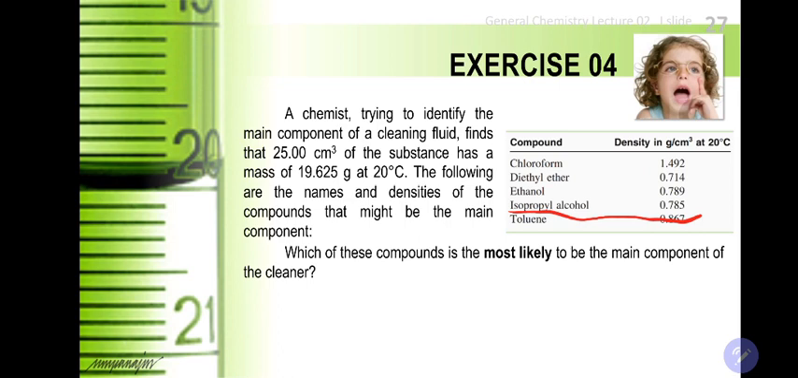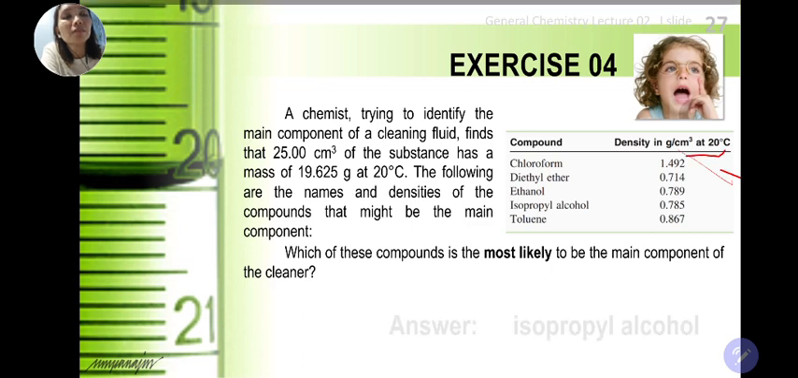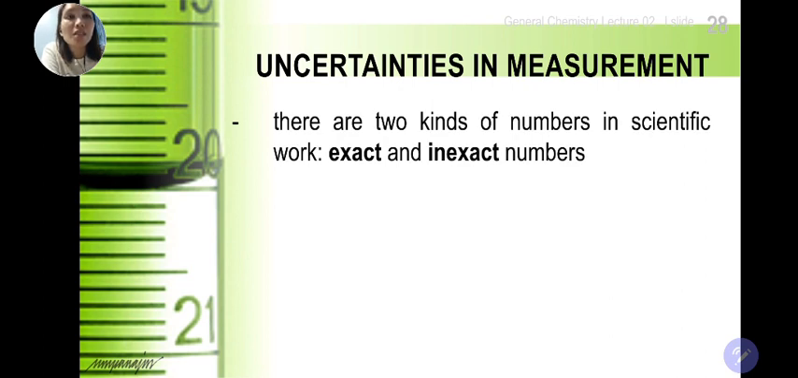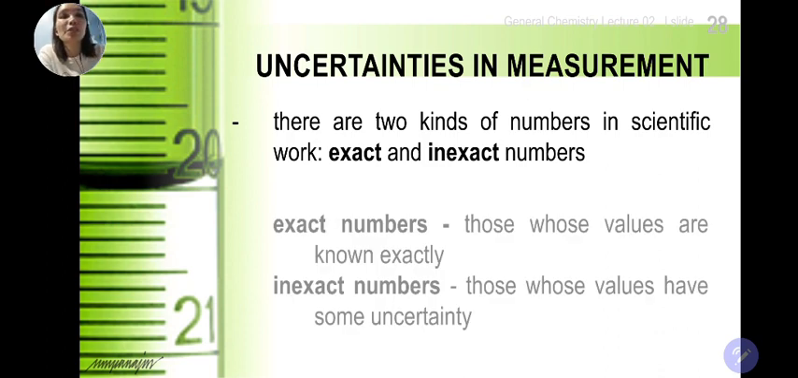Okay, I hope everyone got the correct answer. If ever, try to review the computation at kung may questions kayo, just feel free to ask me. Okay? So now we will move on to our next discussion, which is uncertainties in measurement. Okay, so there are two kinds of numbers in scientific work. These are the exact and inexact numbers.